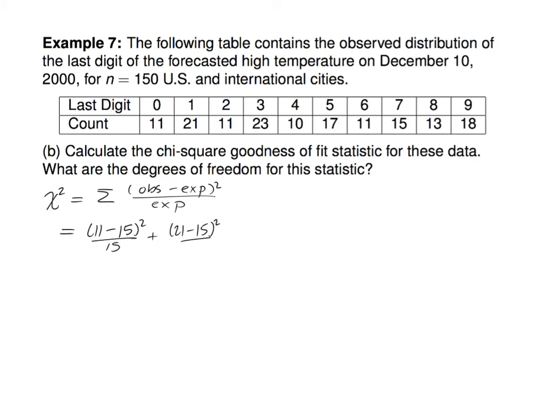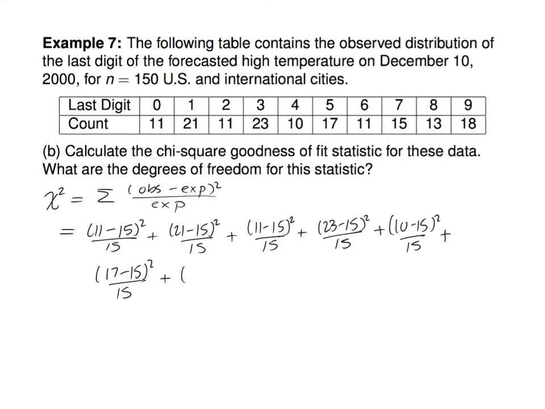21 minus 15 squared over 15 plus 11 minus 15 squared over 15 plus 23 minus 15 squared over 15 plus 10 minus 15 squared over 15 plus 17 minus 15 squared over 15 plus 11 minus 15 squared over 15 plus 15 minus 15 squared over 15, 13 minus 15 squared over 15, and 18 minus 15 squared over 15. Okay, and go ahead and punch that in a calculator and work it all out.